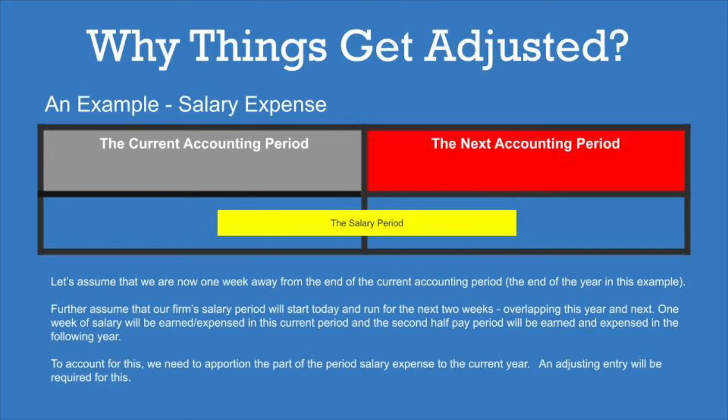So what we need to be able to do is to say, okay, if it's halfway through, half the salary is really expensed in the current period, and half of it will be expensed in the future period. So we really need to think about how much salary expense do we have, even though we haven't actually paid it yet? How much salary expense do we have at the end of our period?